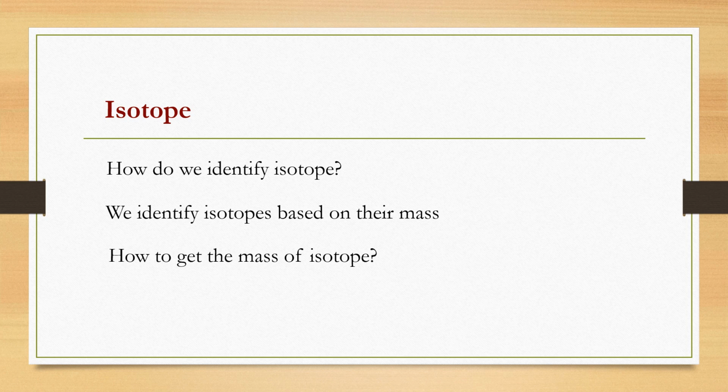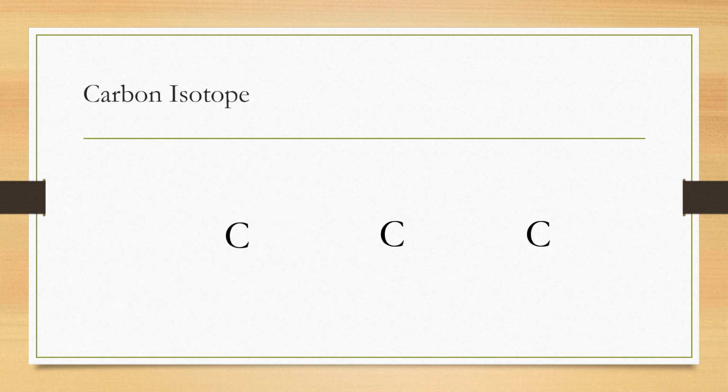Basically, we identify isotopes based on their mass. We can get the mass of an isotope by the summation of protons and neutrons. Isotopes are like identical twins. Let's look at the first example, carbon isotopes.